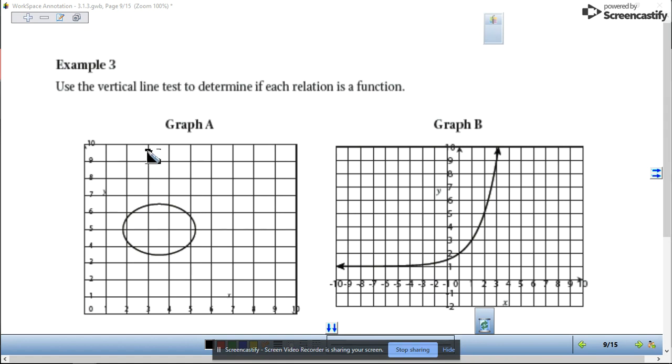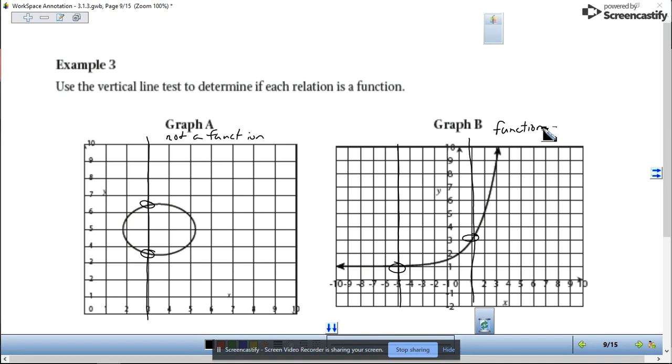So for the first one, if I draw a vertical line here, it crosses our relation at 2 different points, which means graph A is not a function. On part B, if we draw a vertical line here, it only crosses once. We draw a vertical line here, it only crosses once, right? That's fine. That means it is a function. As long as there's nowhere where a vertical line will cross twice, then we have a function. So this is indeed a function.